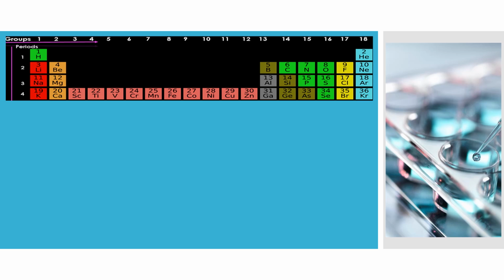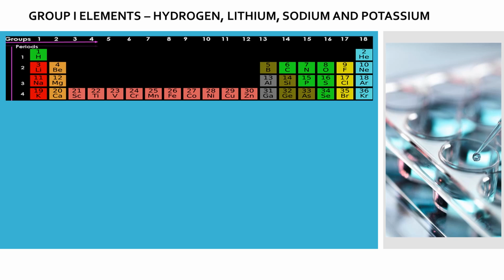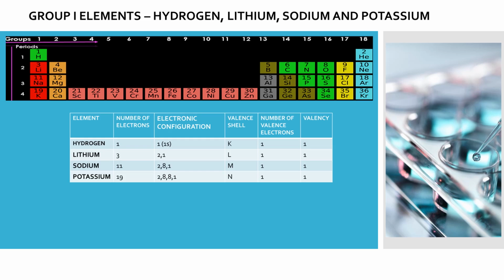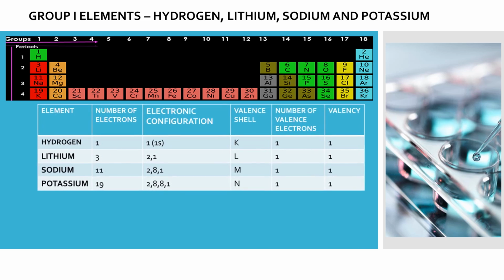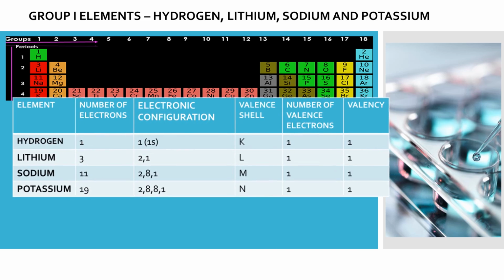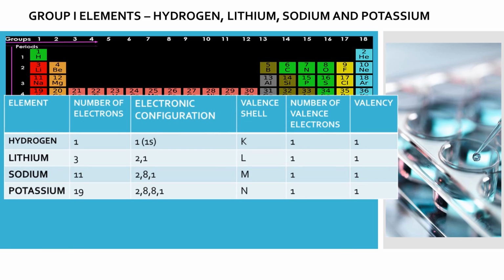Now, as we have basically understood what is a shell and what is a subshell in an atom, let us take some examples and understand that. Let us take the group 1 elements, hydrogen, lithium, sodium and potassium. Now, these elements are represented here in the form of a table, and the number of electrons, the electronic configuration, the valence shell and number of valence electrons along with the valence is shown there. You can notice that hydrogen has got one electron, so it is in 1s orbital. Valence shell is K, number of valence electron is 1 and valence is 1.